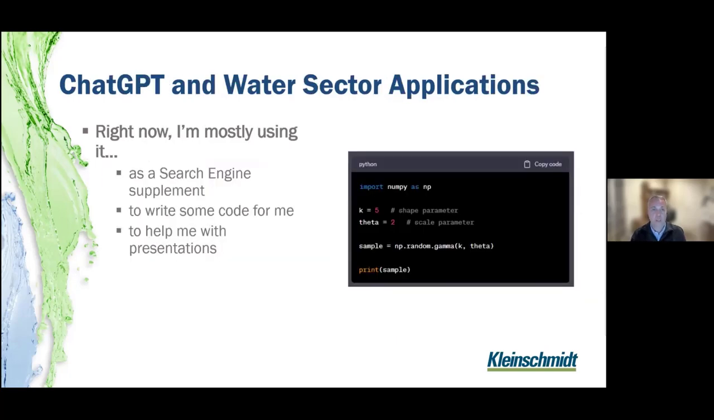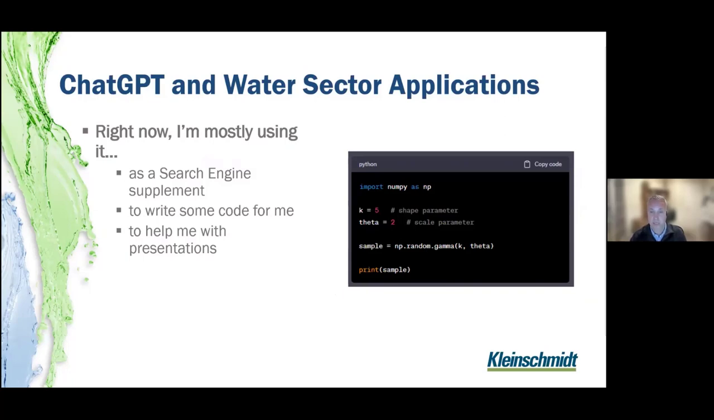Right now, I'm mostly using ChatGPT as a search engine supplement. I've found it gets me the answers I'm looking for much quicker. It's easier to ask questions than, say, Google or other search engines. And I'm able to find what I'm looking for much quicker. I'm using it to write code.